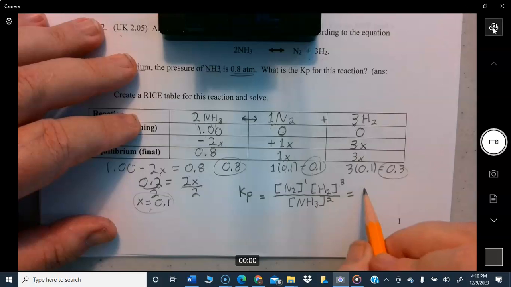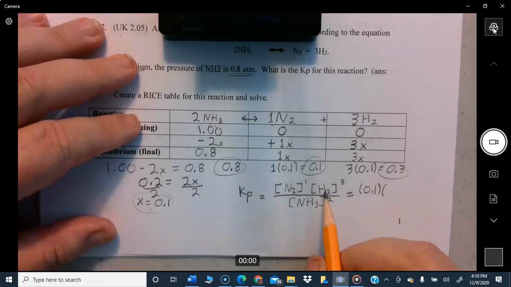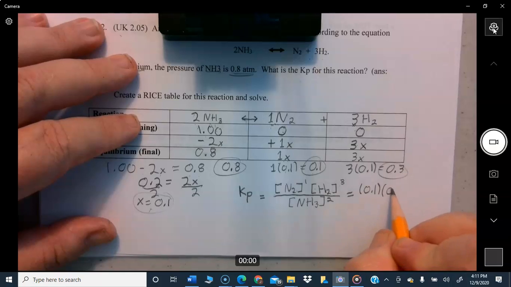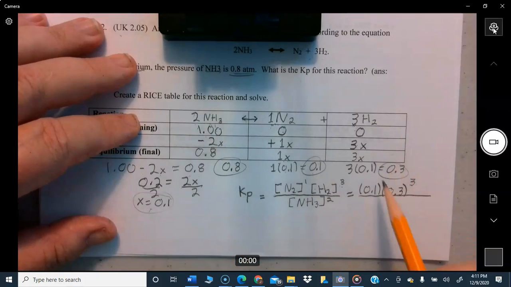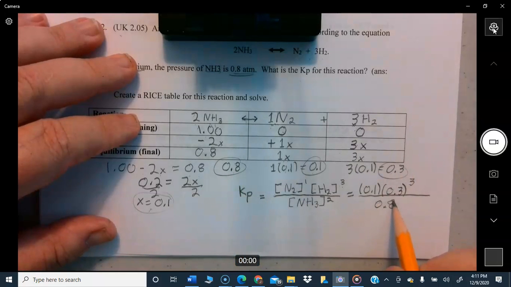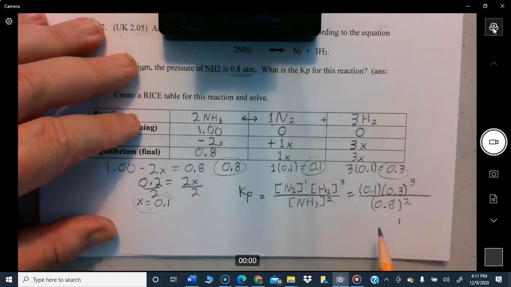N2 right there. I'll use parentheses since we're doing math now. Doesn't matter. Absolutely does not matter. H2 is right there, and we've got to raise that to the third power. NH3 is right there. We've got to raise that to the second power. So you do the math on this.